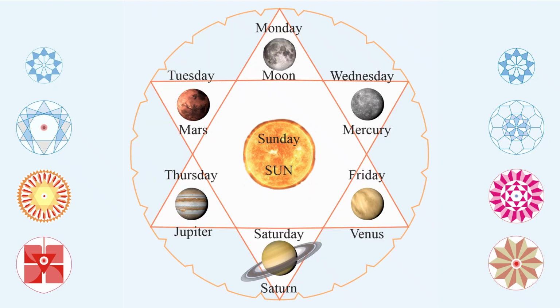Now come to the question of understanding 7. There are 7 days in the world. Right in the center you can see Sunday, which is connected with the sun. So the sun is the first thing to start with. Monday is the moon. Tuesday is Mars. Wednesday is Mercury. Thursday is Jupiter. Friday is Venus. And Saturday is Saturn.